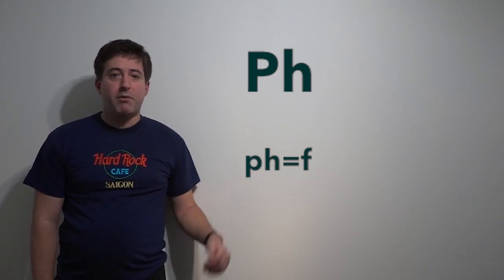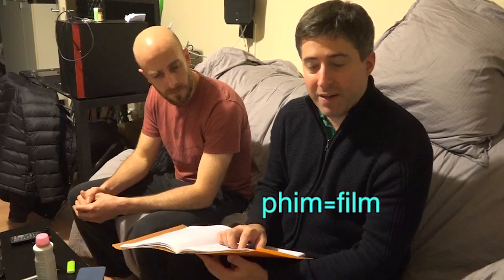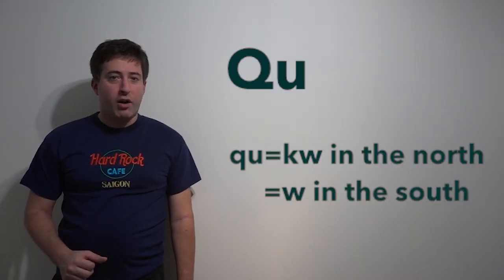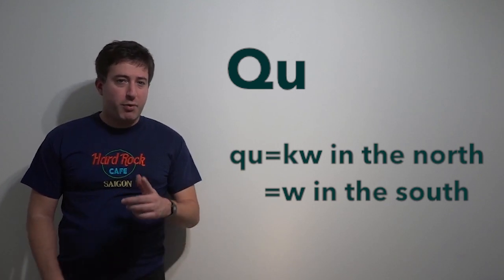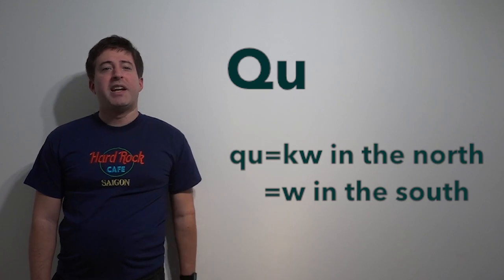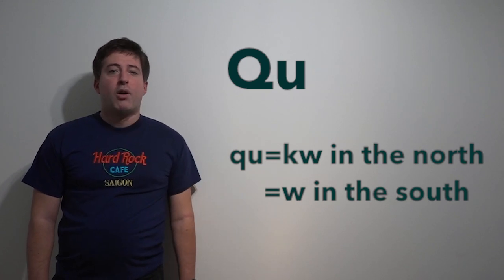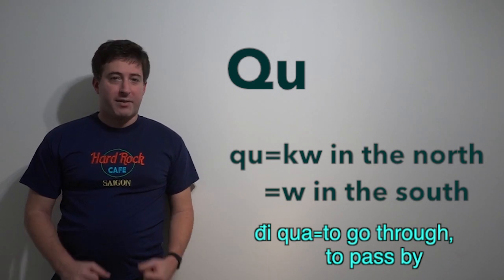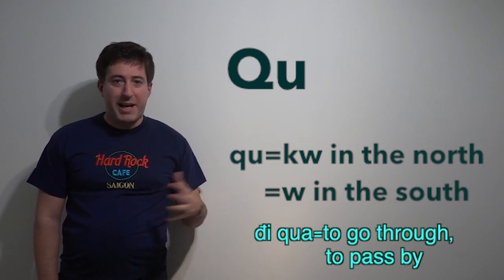Next letter is PH, and it's pronounced like an F. An example with it would be phim, which means movie. Next one is called quy in the north and wê in the south. So this one you pronounce it like a W in the south and like a KW in the north. An example with it would be qua, it means to go through or to pass by.